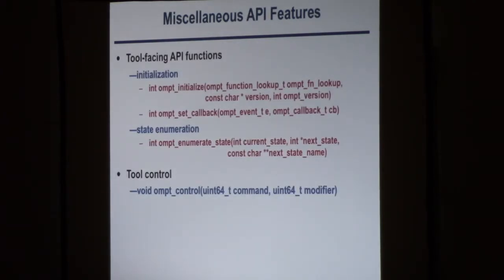There are a couple of tool-facing API functions, one for initializing a tool. The idea is that there's a call that would be made from the OpenMP runtime system to OMPT initialize. If it returns 0, that means there's not a tool attached. The OpenMP runtime system would have an implementation of its own as a weak symbol. And then if there's a tool attached, it supplies a version that will actually perform initialization and indicate so to the runtime system. There's something for enumerating states, and then something for tool control to turn the tool on and off.